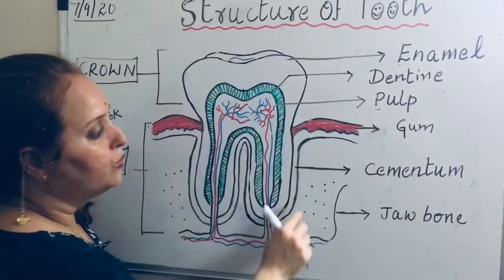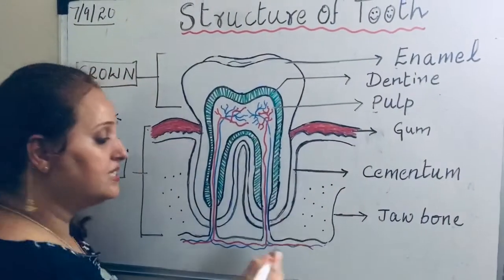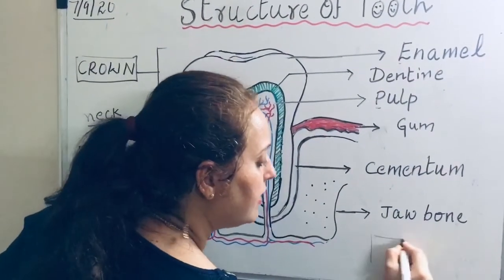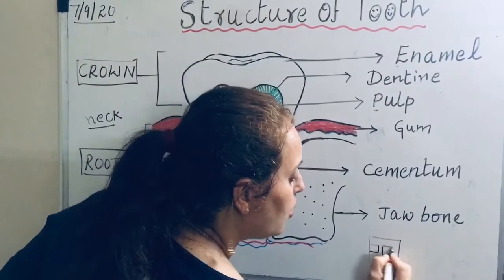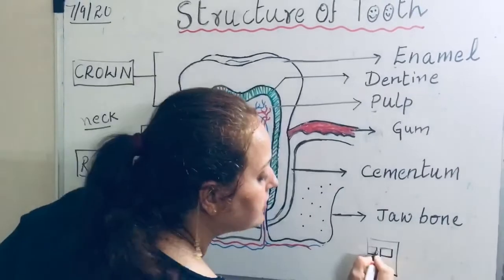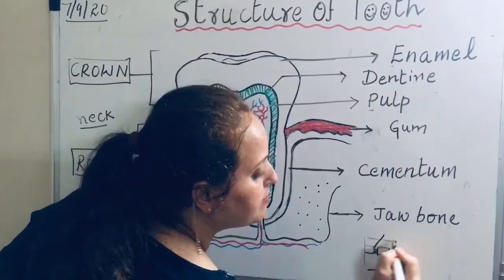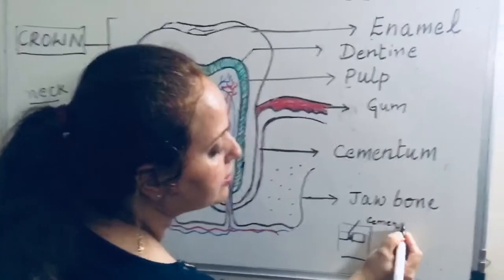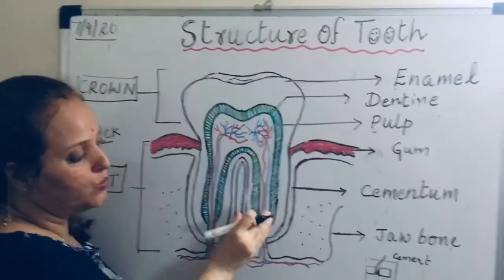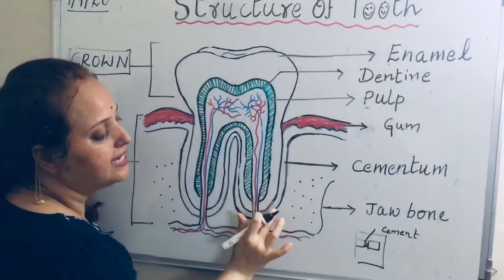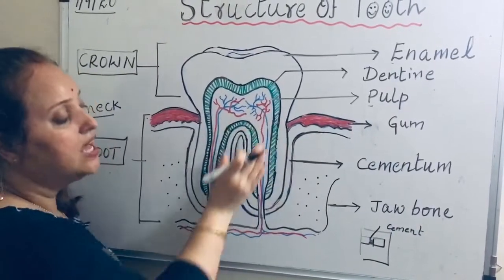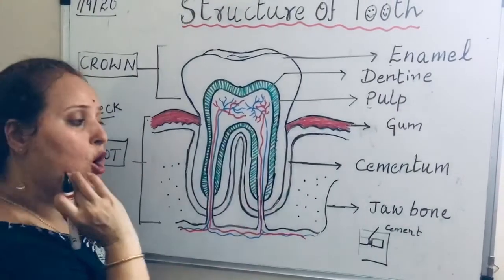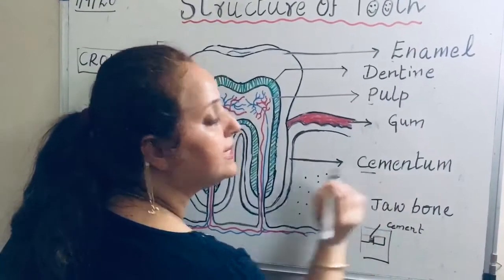You all know there is another part. Just like if a mason has to make a wall, he fixes the bricks, he joins the bricks with some material, that is cement, right? Similar to that, to fix the root into the jaw, there is a cement-like tissue, a material which is fixing the root into the jaw, that is called cementum.